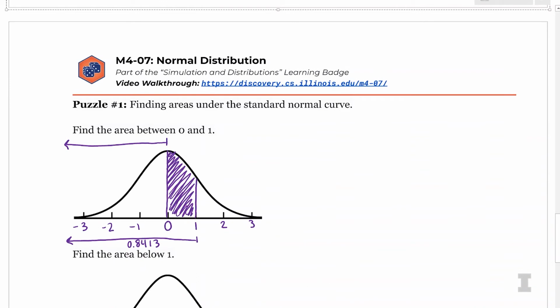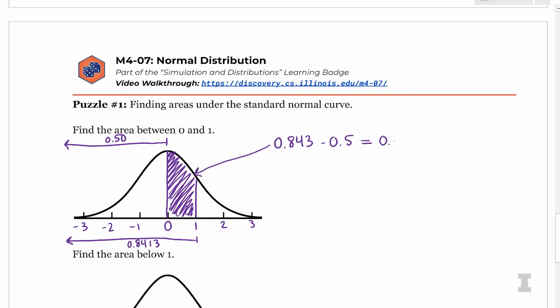That's a nice property of the standard normal curve. I could have said, all right, 0 is always going to be the 50th percentile, so this is 0.5. Then to get the area I want, I can just subtract them. So if you do 0.8413 minus 0.5, that will give me my desired area. So that's going to be 0.3413.